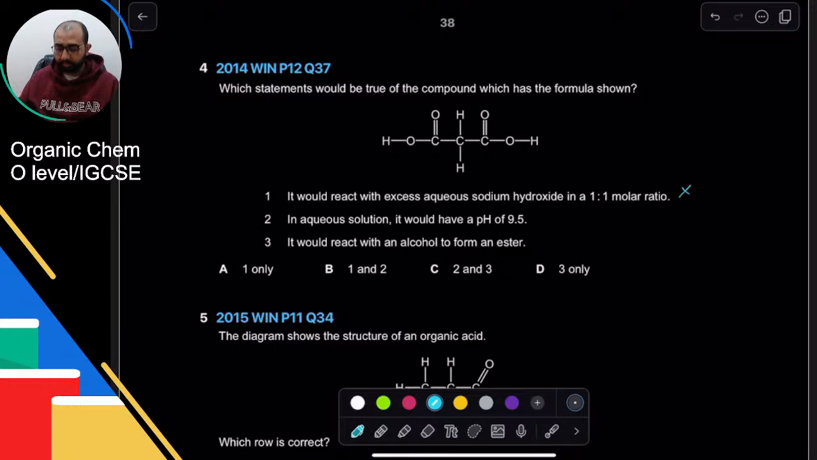In aqueous solution, it would have a pH of 9.5. It's acid. कैसे 9.5 हो सकती है? Wrong है. 7 से कम होनी चाहिए at room temperature. It would react with alcohol to form ester. Yeah, it will react with alcohol to form ester. So this one is true. D only.